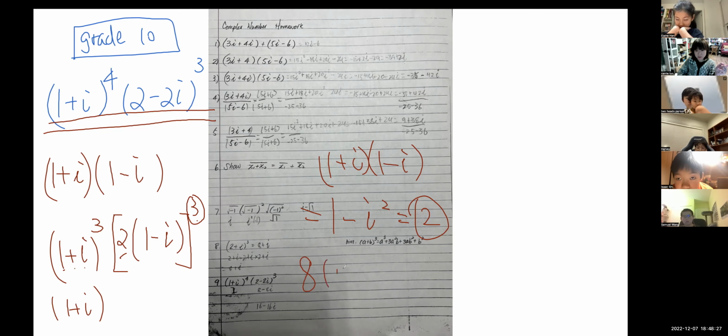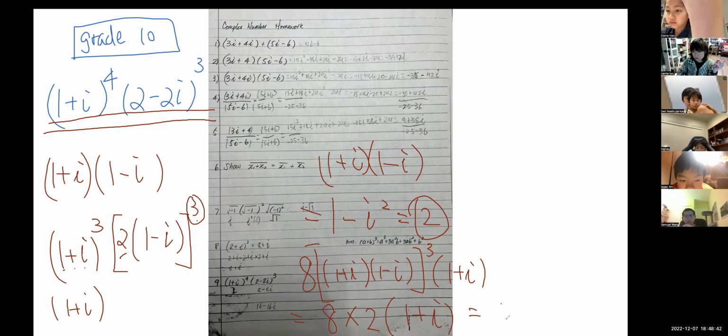一加i乘以一减i的三次方，对不对？再乘以一加i, get it? So this one equals what? 8 times 2 times 1 plus i. So the answer is 16 plus 16i. So we're done. Or you can write 16.